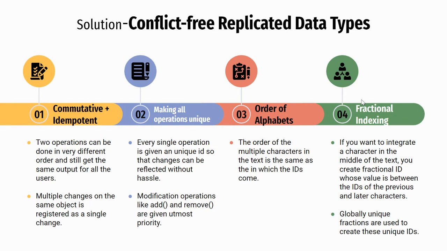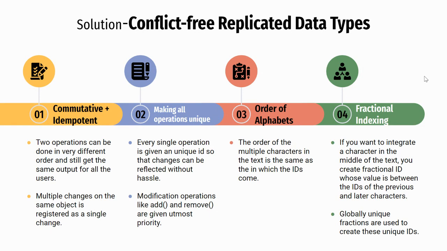For example, you and I delete the same word at the same time. The database will see it as one deletion, not two deletions. So that's idempotent. If we mix these features, we'll get synchronization. The second thing is making all operations unique. Every single addition, every integration, every modification you do will be given a unique ID so that the database can clearly bifurcate between the changes, and the changes will be reflected without any hassle.